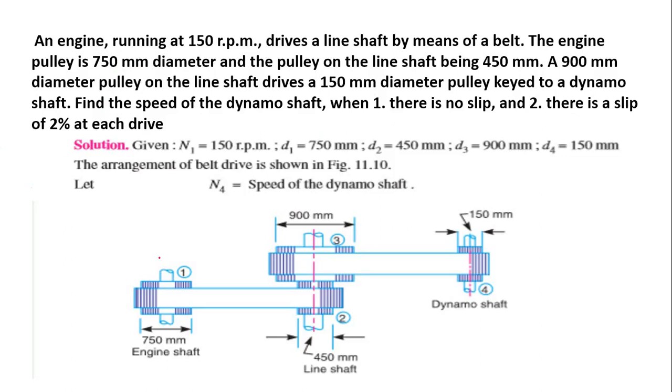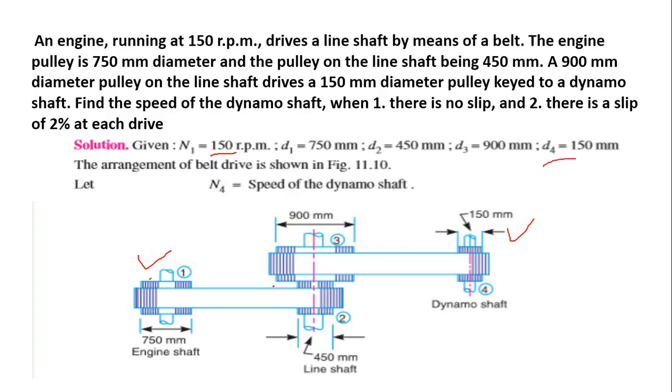Now this is the question for the line shaft and this is the diagram of the line shaft. We can see here there is an engine shaft and there is a dynamo shaft. Now the power is to be transmitted from this shaft to this shaft, and the RPM given for the engine shaft is N1 is equal to 150 RPM, and the diameters of all pulleys are given, such as D1 is equal to 750 mm, D2 is 450 mm, D3 is equal to 900 mm and D4 is 150 mm.